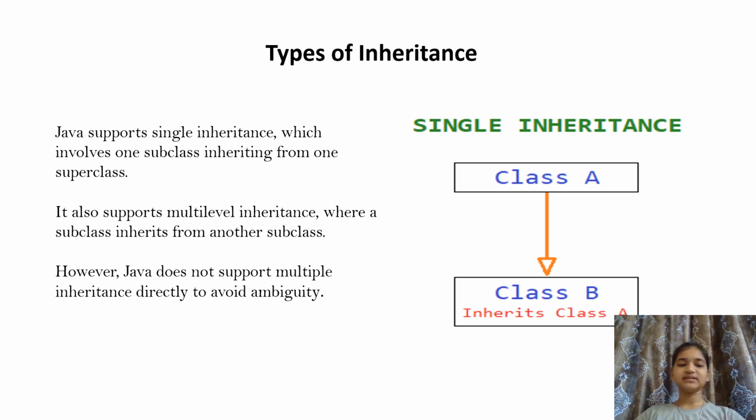In multi-level inheritance, a subclass inherits from another subclass. In single inheritance, a subclass inherits from a superclass. However, Java does not support multiple inheritance directly, to avoid ambiguity. Here we can see single inheritance: class A, class B, where class B inherits class A.